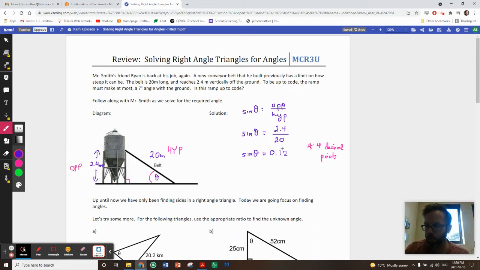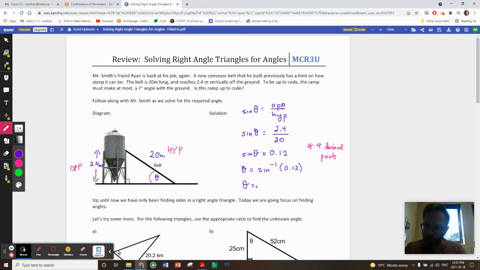Do we just have to do guess and check and keep plugging in angles till we find something close to 0.12? No, your calculators have a function. It's called the inverse sine function, where you can do the inverse sine of 0.12, and it will spit out the angle for you. So usually that involves on your calculator pressing shift or pressing second.